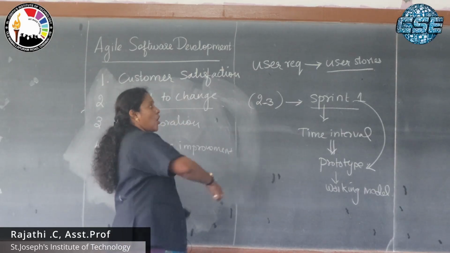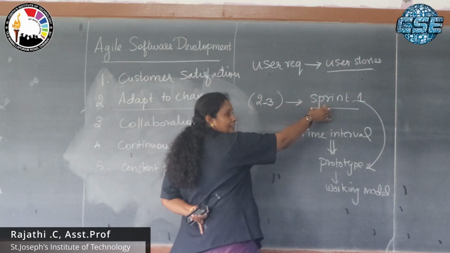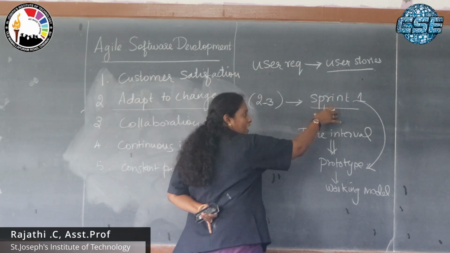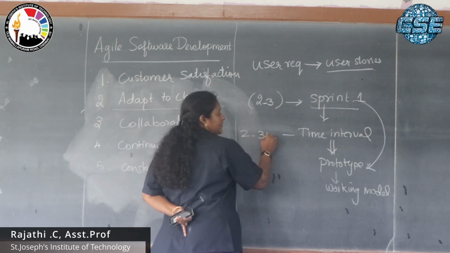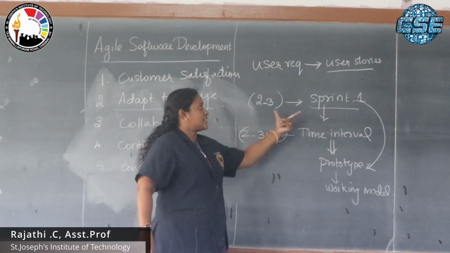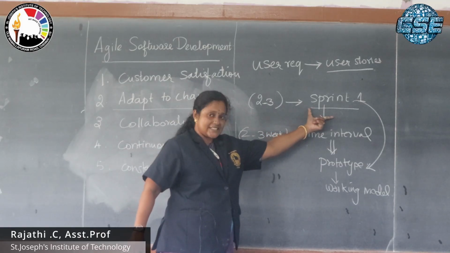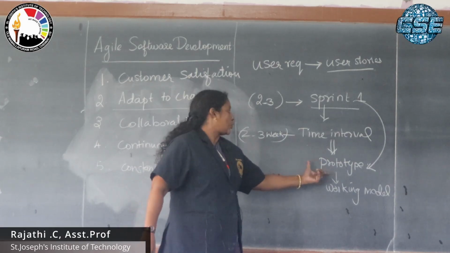So likewise all the user stories will be categorized into 2 to 3 groups, then given to the sprints. Every sprint has a time interval of approximately 2 to 3 weeks, right? Within 2 to 3 weeks, sprint 1 has to complete execution and provide the working model as a prototype.